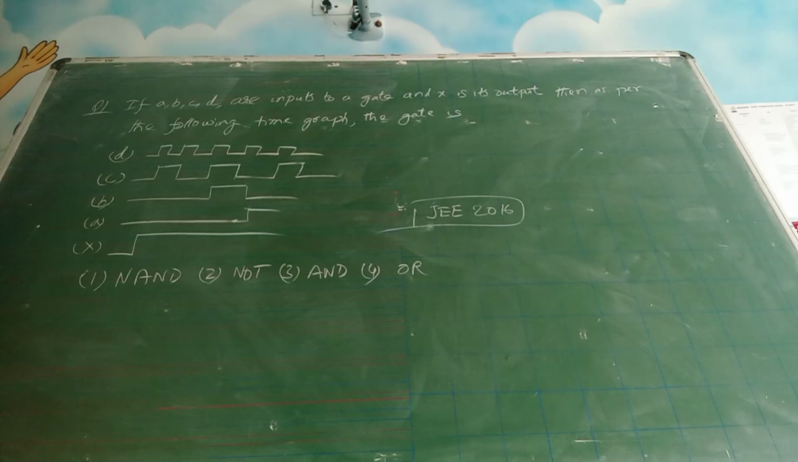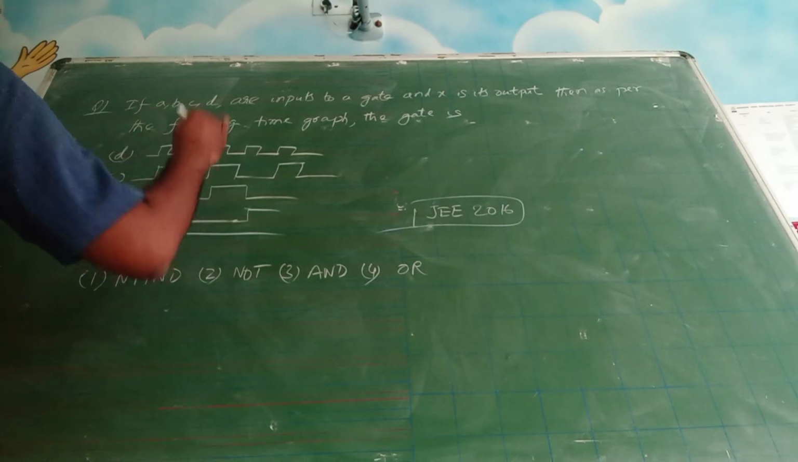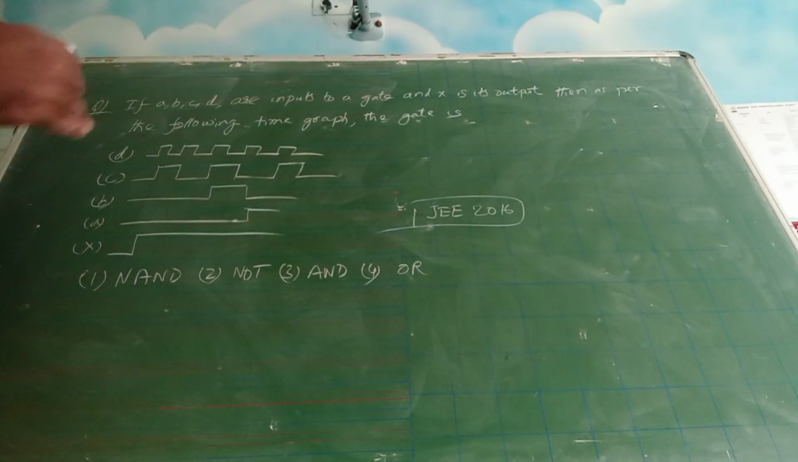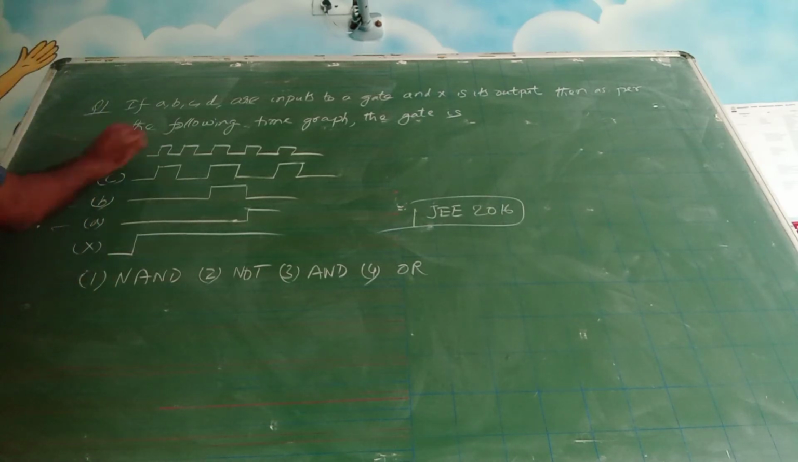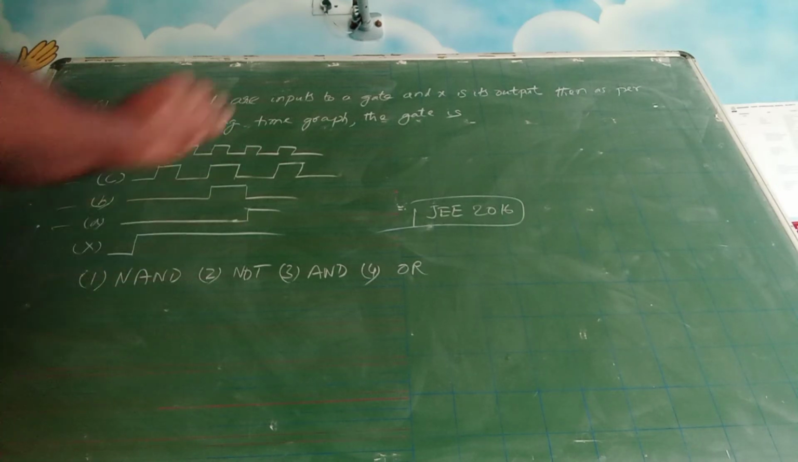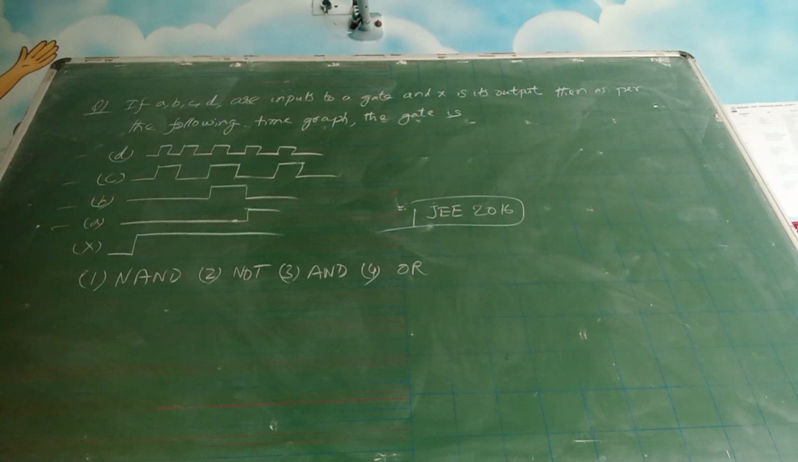Look at this question. If A, B, C, D are inputs to a gate and X is its output, then as per the following time graph, the gate is... So A, B, C, D are inputs and X is the output. The gates have been mentioned over here and you have to find out which type of gate that is. This came in JEE 2016.